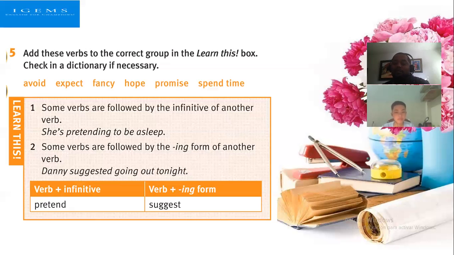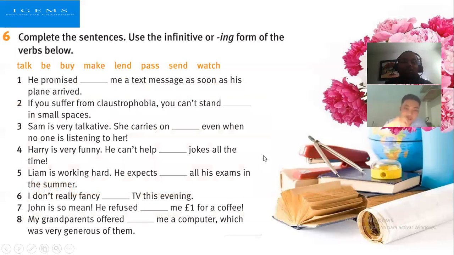Look at the other one. Danny suggested going out tonight. So there you have the examples. Pretend takes the infinitive, suggest takes the ing form. So there you have the categories. Now we are going to practice. We are going to complete the sentences. We are going to use the infinitive or ing form of the verbs below.